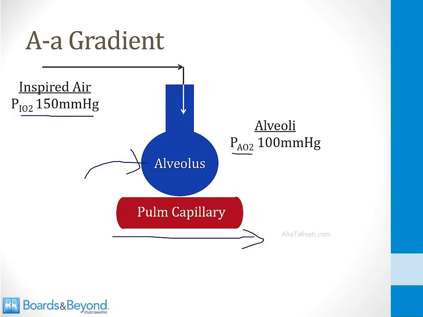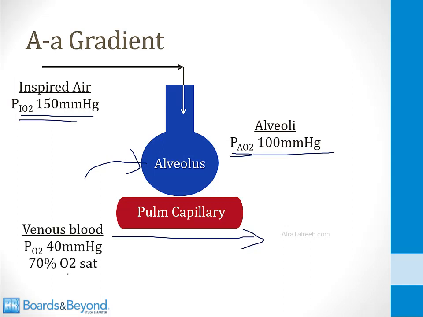And the reason the P big AO2 is lower than the inspired oxygen is because carbon dioxide fills up the alveolus and displaces some oxygen, and oxygen is also taken up by blood in the capillaries. So the net result is a lower alveolar oxygen content compared to inspired air. Now, blood that is entering the pulmonary capillary is coming from the venous system in the body, and blood in the venous system has a PO2 of about 40, and hemoglobin is about 70% saturated with oxygen. As blood moves through the pulmonary capillary, it completely equilibrates with the air in the alveolus. That means that blood leaving the pulmonary capillary will have an oxygen concentration of 100 millimeters of mercury, just like what you find in the alveoli.